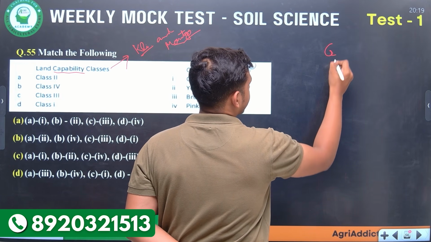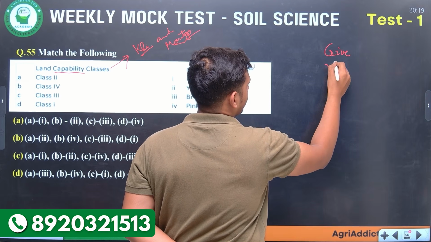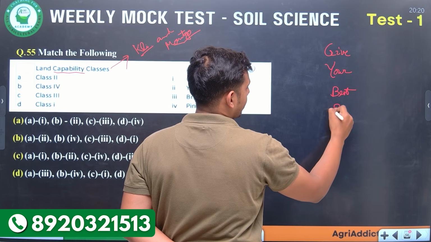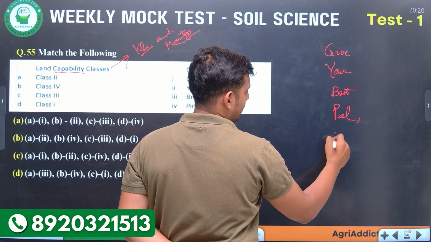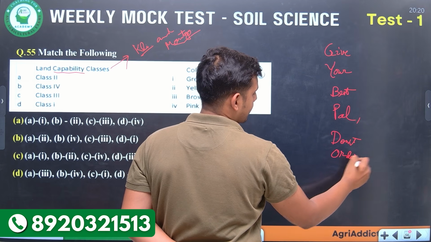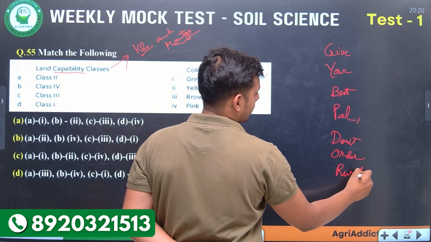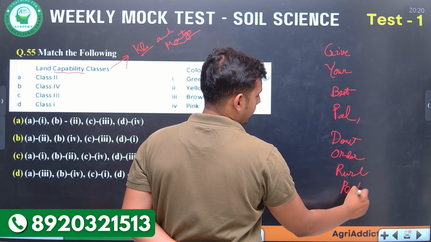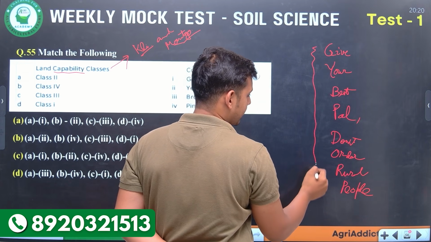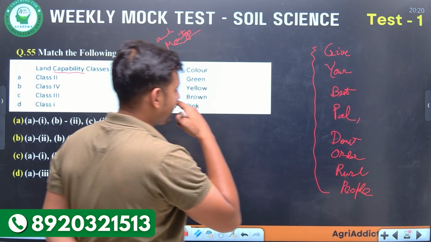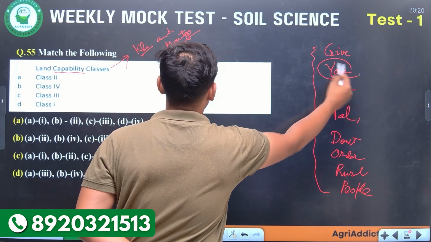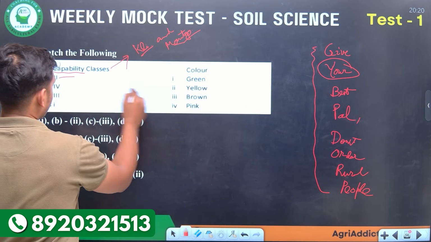Like: give your best pearl, don't order rural people. This doesn't make any good sense, but actually to remember the colors we can remember the sentence. So class 2 comes in your, means yellow. So this is class 2, this is yellow.